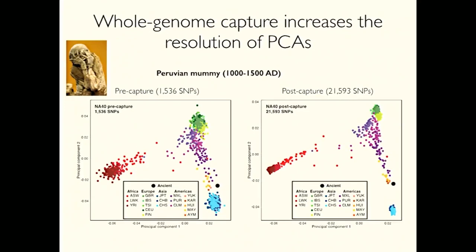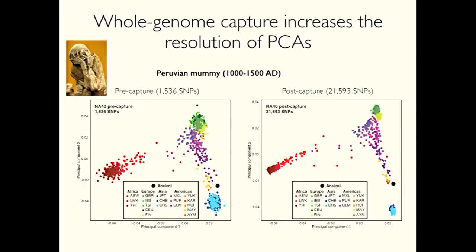Another example is our Peruvian mummy. This Peruvian mummy is horrified, perhaps, to find out here that they may be Asian and not Native American. This is actually one of the hypotheses, because this mummy has blonde hair. You can't tell because it doesn't have any hair, but it comes from a Chachapoya culture, which has blonde hair. And when we go up to the post-capture, we see that, in fact, it clusters very cleanly, thank you very much, with the Aymara and Quechua Indians that live in that part of the world today.